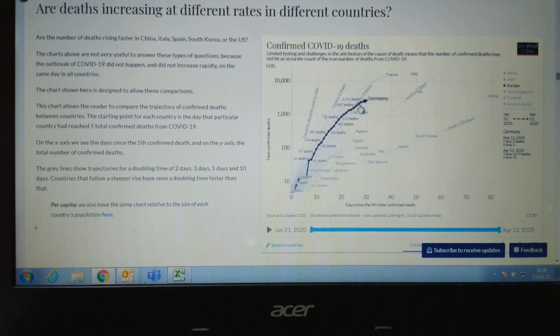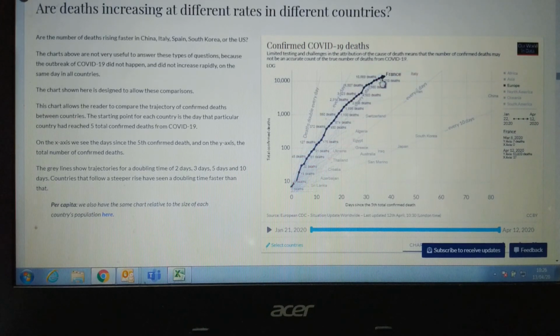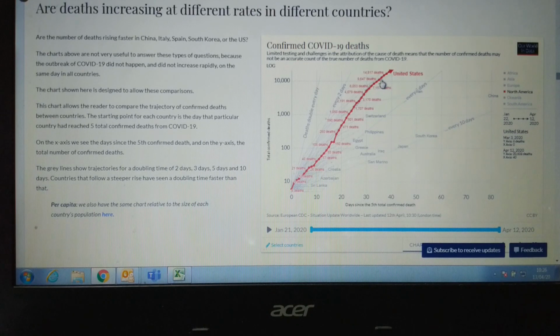Now, United States. Look at this thing. Its doubling time is 3 to 5 days. Confirmed deaths. So this is not a very happy situation, or rather a grave situation, I would say.